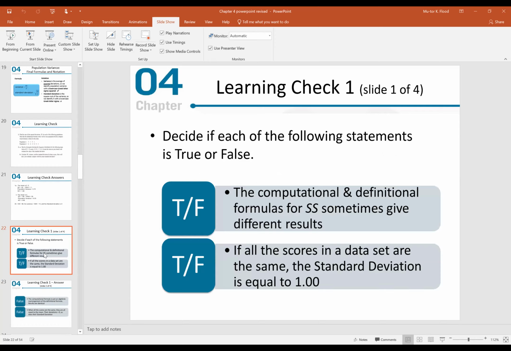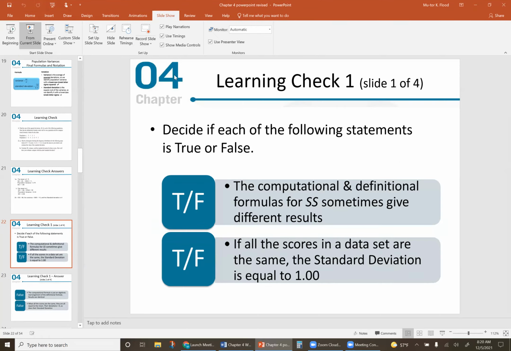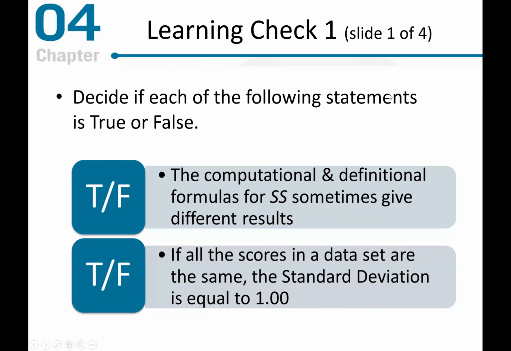Okay. So the next questions are: decide if each of the following statements are true or false. So true or false, the computational and definitional formulas for sum of squares sometimes give different results. Well, that is going to be false, right? The computational formula is an equivalent algebraic formula to the definitional formula. So the results are going to be identical.